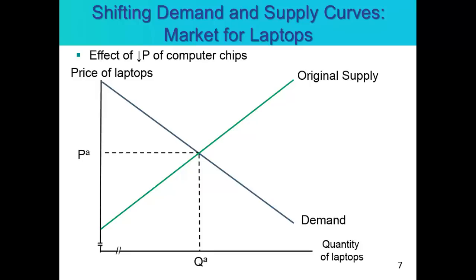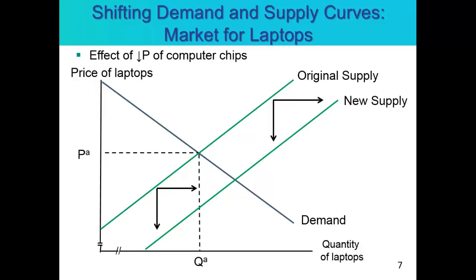In particular, the price of computer chips has fallen. Now, computer chips and laptops are related because computer chips are one of the inputs that goes into making a laptop. So with the decrease in the price of computer chips, there's going to be an increase in supply. The supply curve shifts to the right. Now let's carefully watch and see how the market adjusts to the new equilibrium.